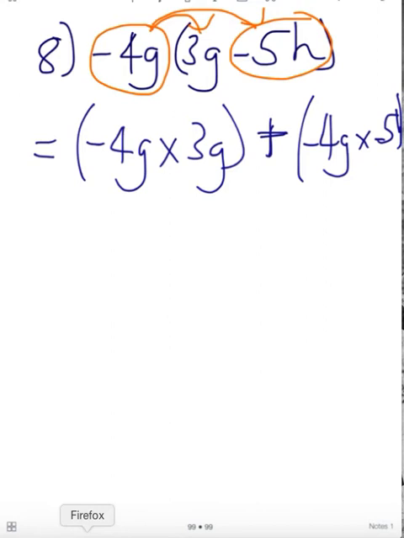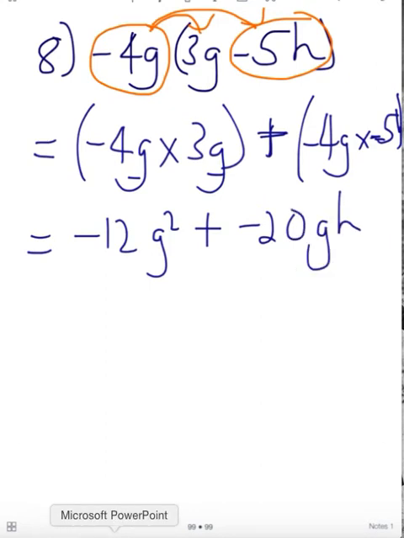Okay, and now we've got minus 4 times 3, which is minus 12, and then g times g is g squared. And then plus, we've got minus 4 times a minus 5. So minus 4 times minus 5 is minus 20. And g times h is just gh. We can't add their powers because they're different variables.